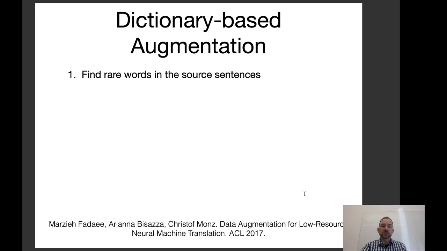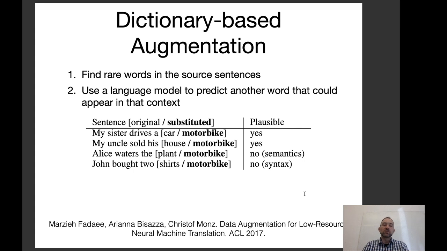So one method to do this is dictionary-based augmentation. Basically the way this works is we find rare words in the source sentence. So these are words that we think could use augmentation. Then we use a language model, could be any variety of language model, to predict another word that could appear in the context. So if we have my sister drives a car, it could be replaced with motorbike. My uncle sold his house, it could be replaced with motorbike. So these are plausible inputs, and a language model would probably give fairly reasonable probabilities to these.